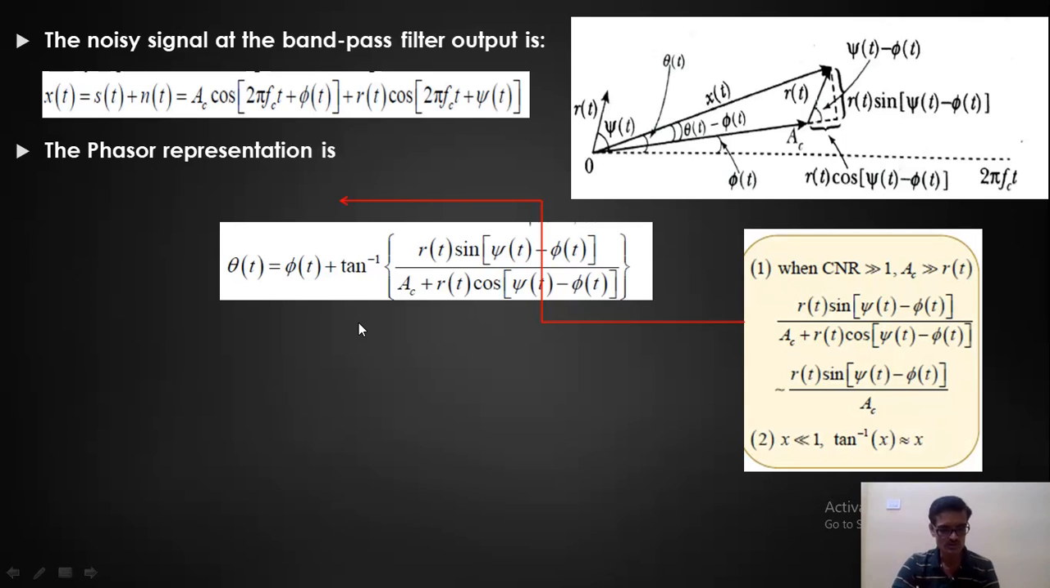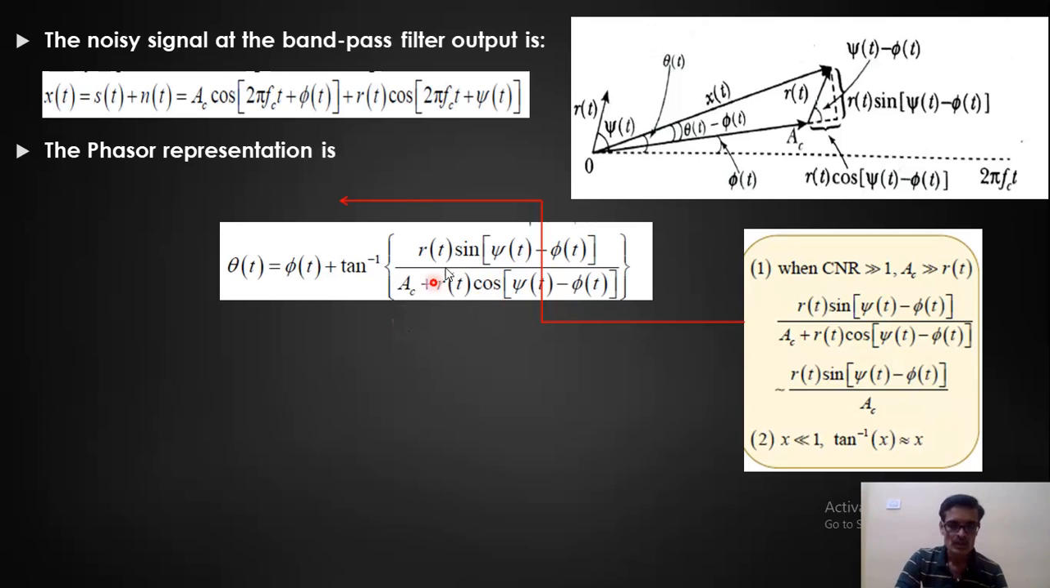Now we will make certain assumptions. Let us consider that the CNR, the carrier to noise ratio, is very much higher than 1. That is, AC is very much higher than R of t. With this assumption only, I have drawn this phasor diagram, right? So AC is very much higher than the noise component, R of t. This is very much smaller. So in that case, I can neglect R of t cos of psi of t minus phi of t.